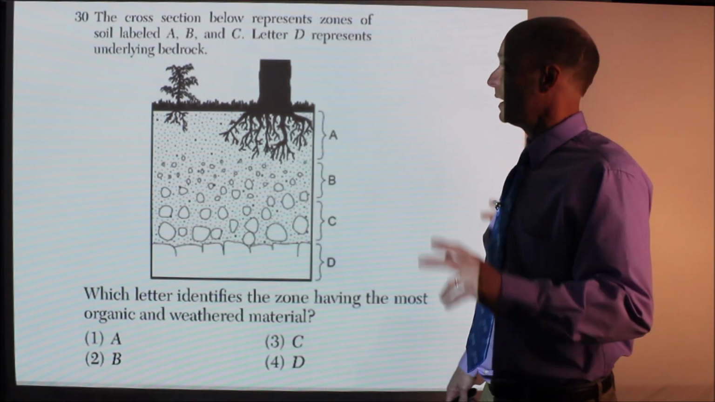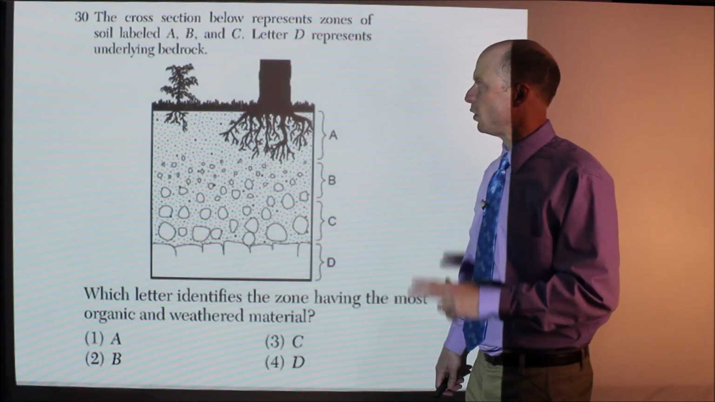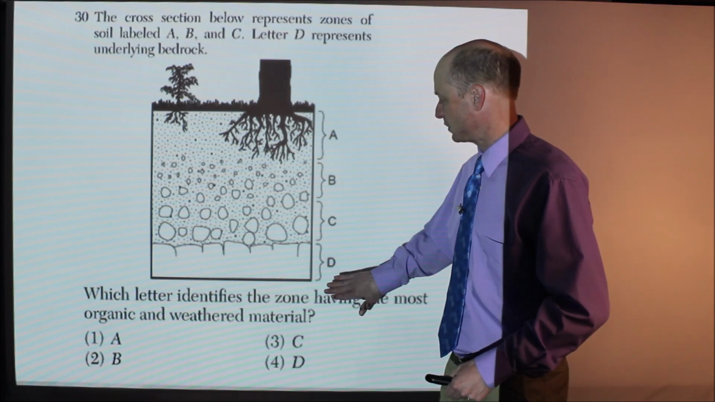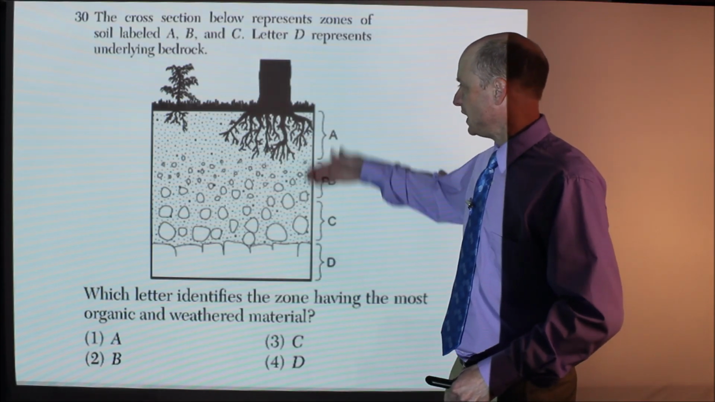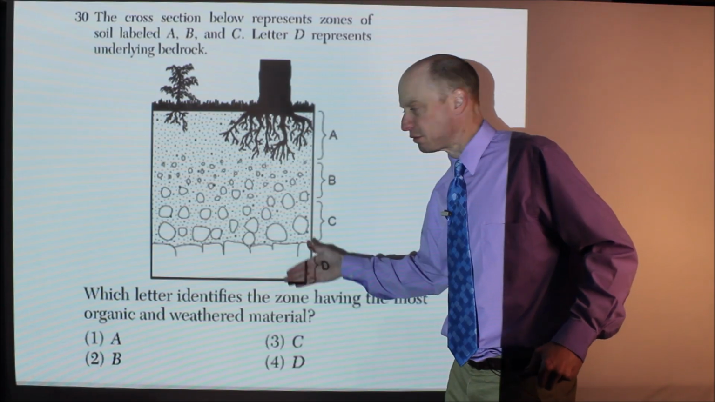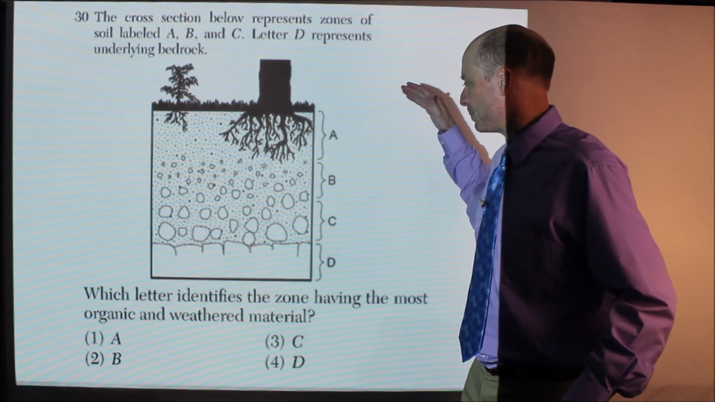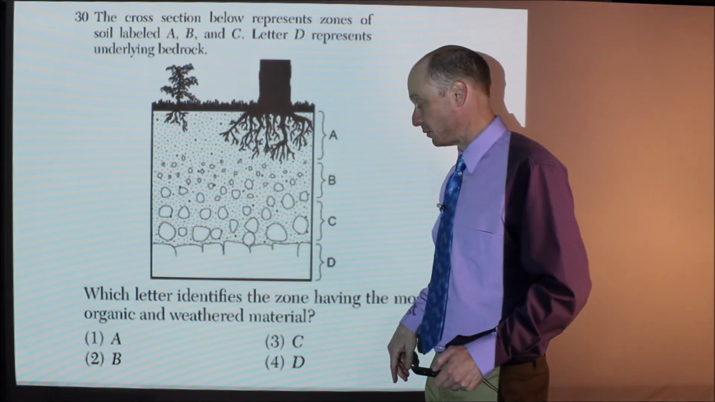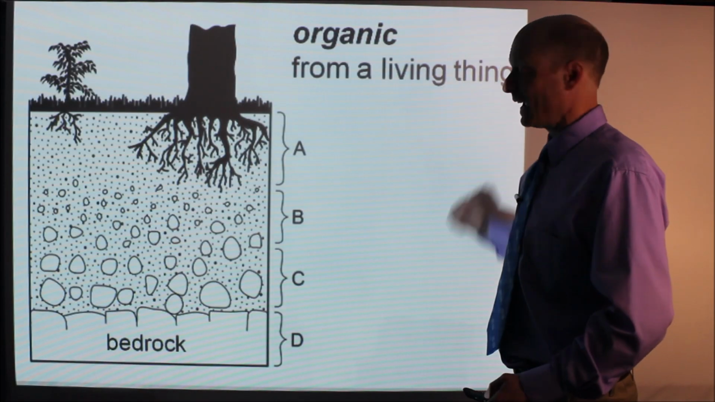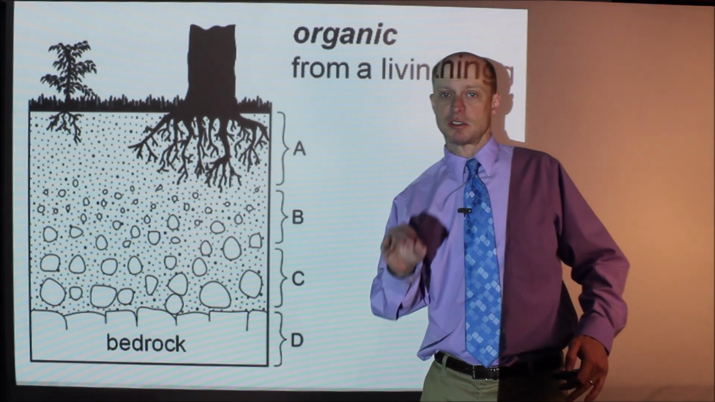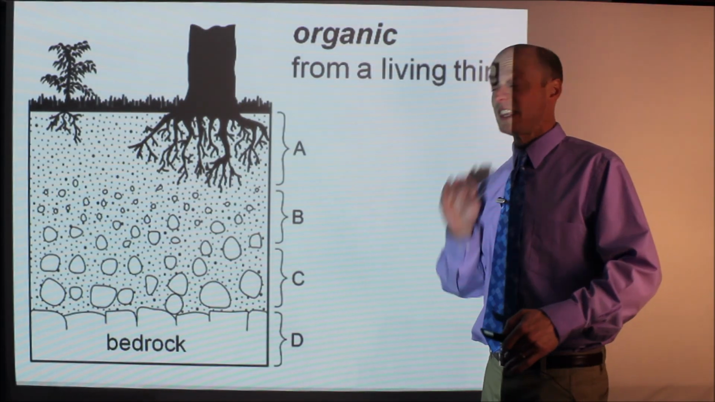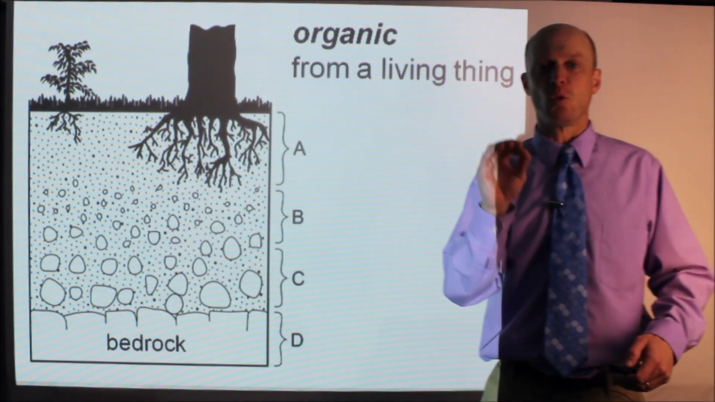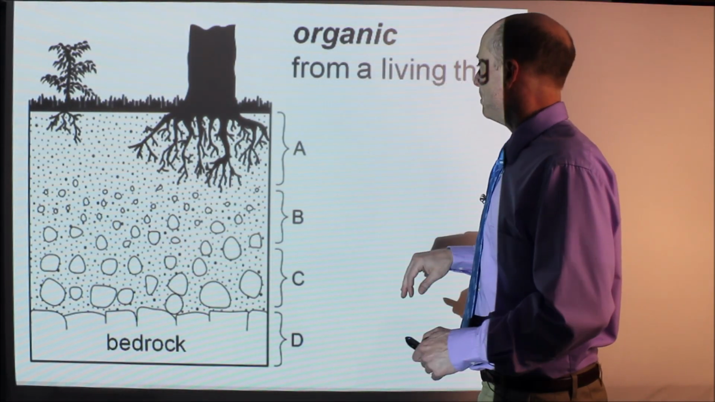Number 30. The cross-section below represents zones of soil labeled A, B, C. Letter D represents the underlying bedrock. So here we go. Bedrock is D. This is a cross-section as if you cut down through the soil. And it's asking which letter identifies the zone having the most organic and weathered material. First off, organic has a little different meaning than what's in the grocery store. Organic means from a living thing. So in the soil, we mean decomposed leaves and roots and worm poop and things like that.